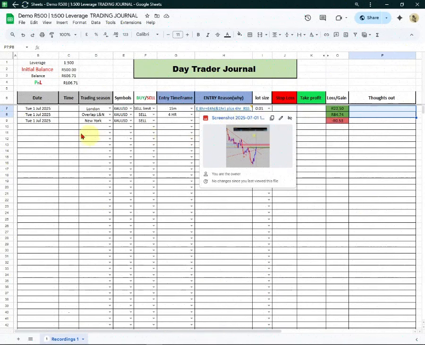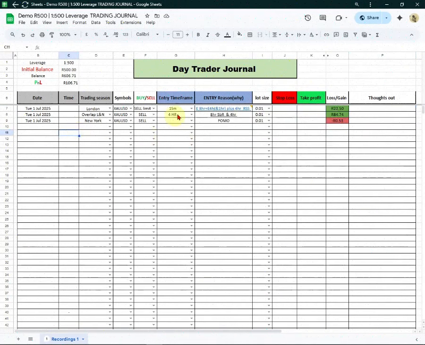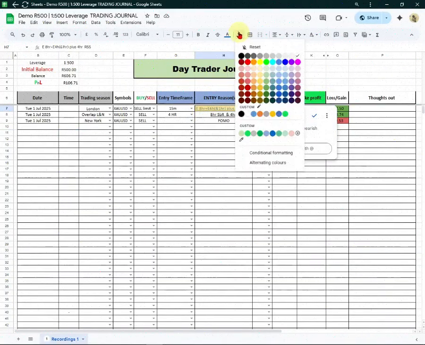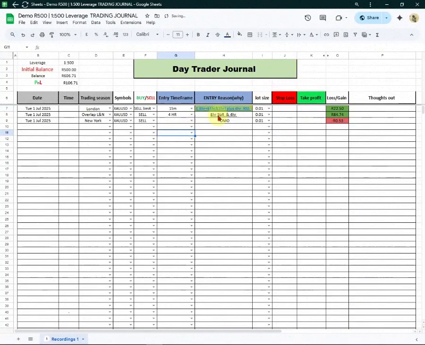But yeah, will I identify this setup as an A setup? Yes, I will, because it was backed with many reasons for me to enter, especially this one. So I will just highlight the whole thing, a bit of green, to show that yeah, it was a good setup.